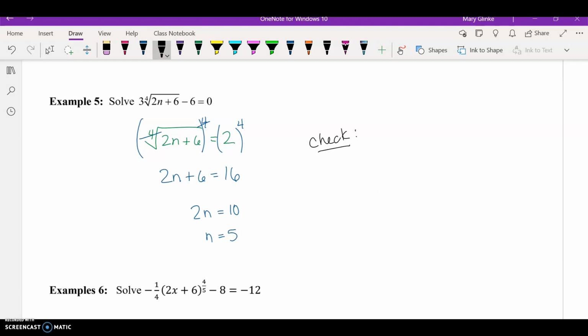And then we do make sure to go back and check our solution. We get 3 times the 4th root of 2 times 5 plus 6, which is 16. 3 times the 4th root of 16 is 3 times 2. This does indeed end up with a true statement. So n equals 5 is our solution.